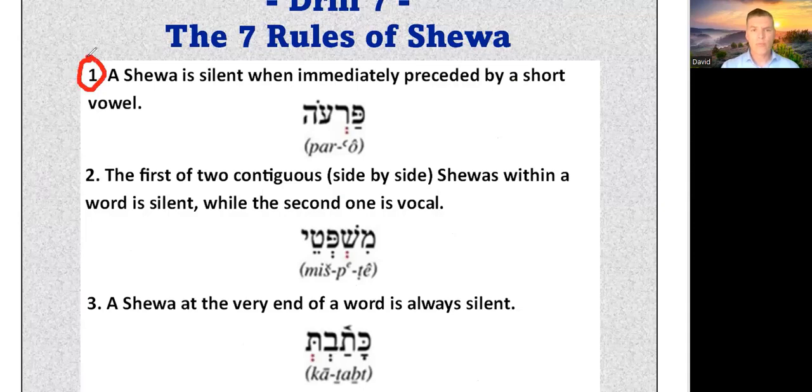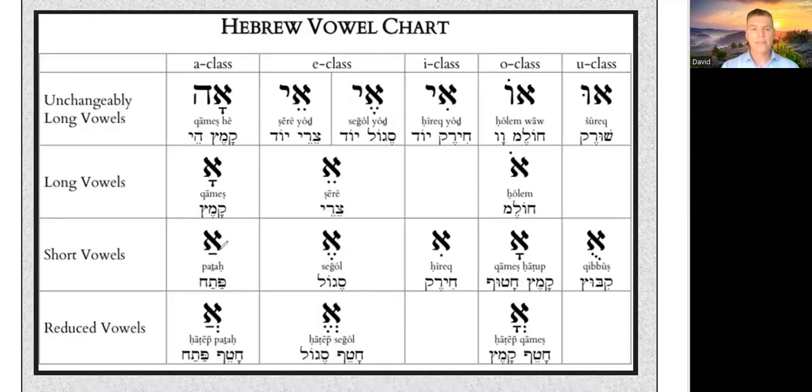So the first number of rules have to do with shva being silent. As you can see, in rule number 1, a shva is silent when immediately preceded by a short vowel. If you don't know what a short vowel is, there's no condemnation, but that's why I have included the vowel chart. All you simply need to do is have your vowel chart handy whenever you do a lesson pertaining to shva, and you'll be able to tell that regarding the example I just showed you, patach is in fact a short vowel.